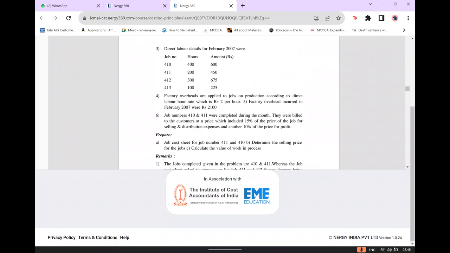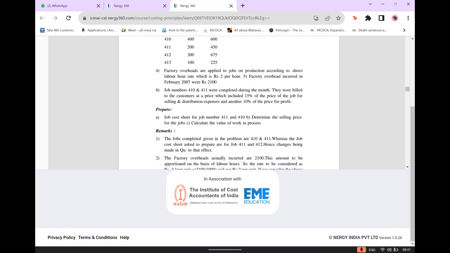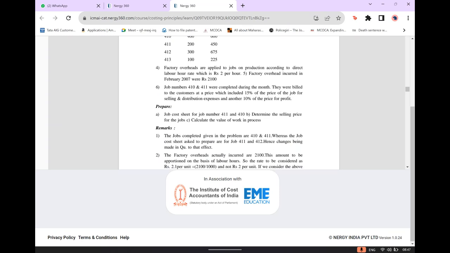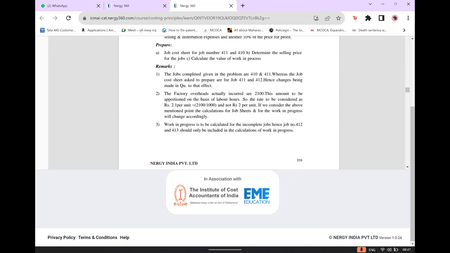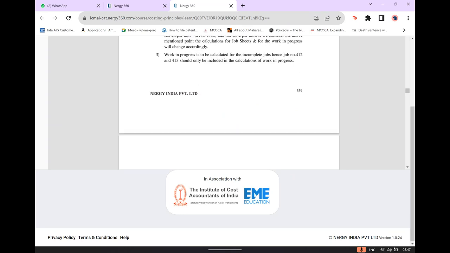Jobs 410 and 411 were completed during the year. They were billed to the customer at a price which included 15% of the price of the job for selling and distribution and another 10% for profit. Prepare a job cost sheet for 410 and 411. Determine the selling price of the job. Calculate the value of work in progress. We have already calculated the actual overhead rate is 2.1 and the standard was 2.